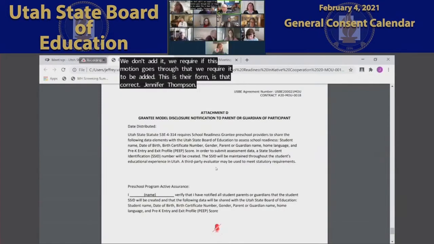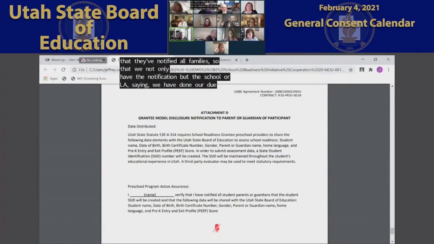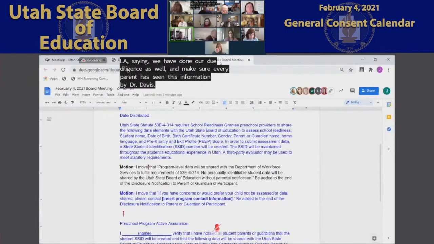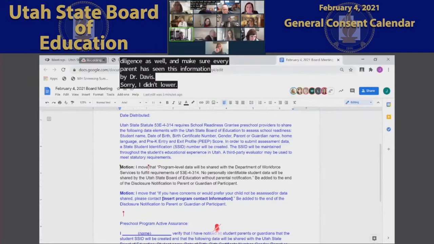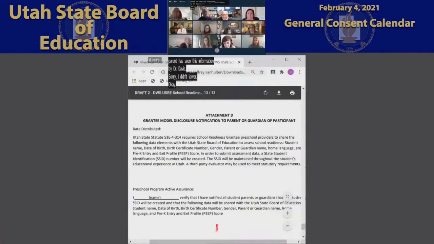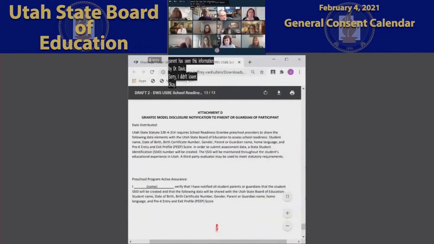Vice Chair Davis? Sorry, I didn't lower it. Okay. So Board Chair, Member Earl, one quick follow-up. Could we just see that motion and make sure how it fits contextually with this? So this is the language that would just go in as paragraph 2. Okay, thank you. Okay, Member Earl?